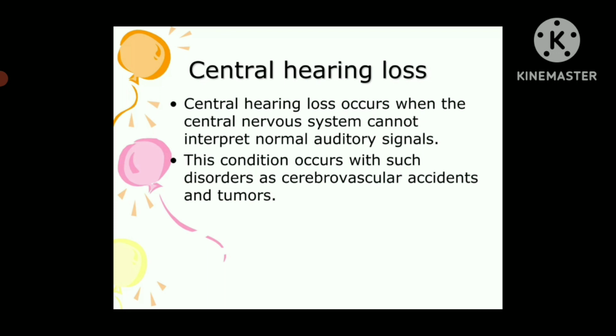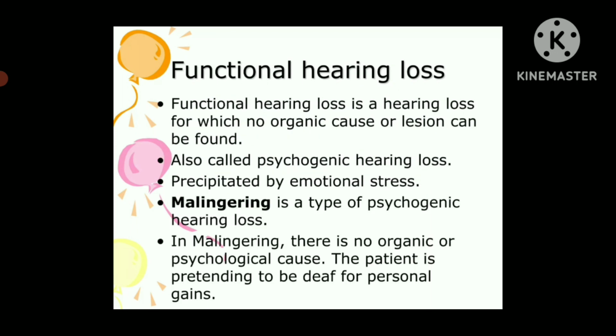In central hearing loss, it occurs when the central nervous system cannot interpret the normal auditory signals. As I told you in the definition, hearing is the transduction of sound to neural impulses and its interpretation by the central nervous system. But if there is a problem in the interpretation of the sound by the central nervous system of an individual, then that leads to central hearing loss. This condition occurs with such disorders as cerebrovascular accidents and tumors.